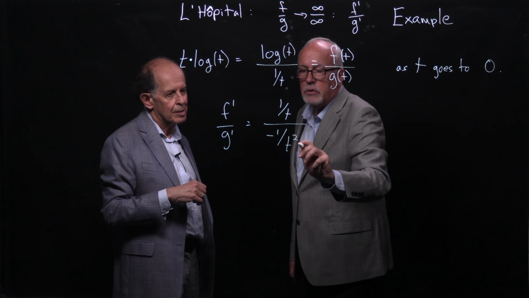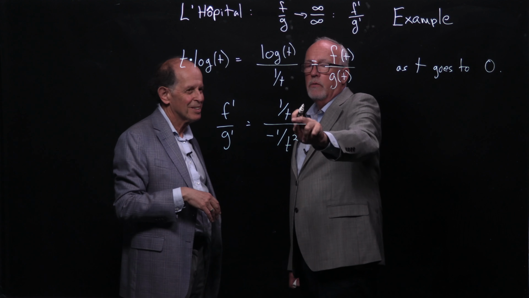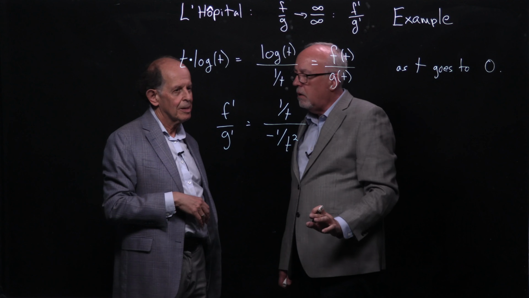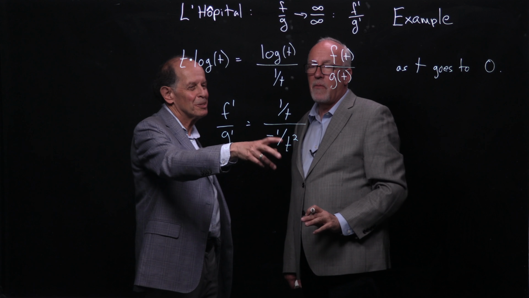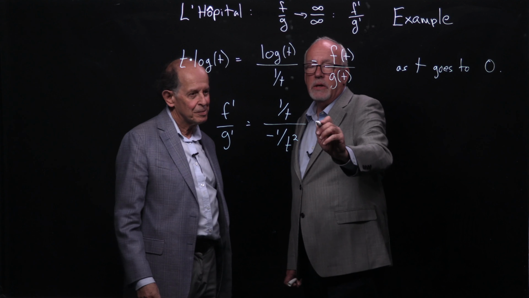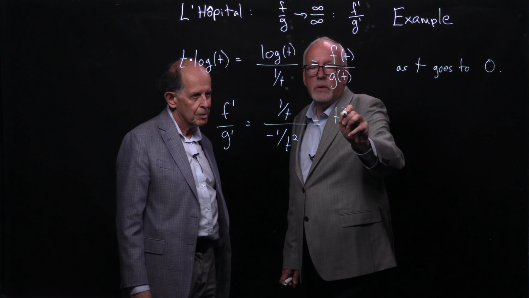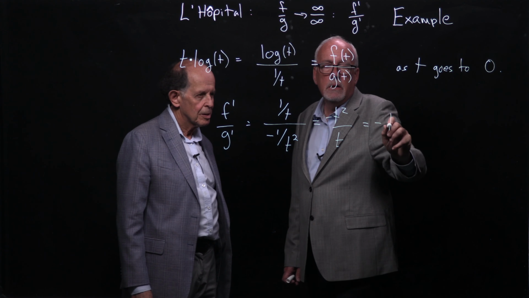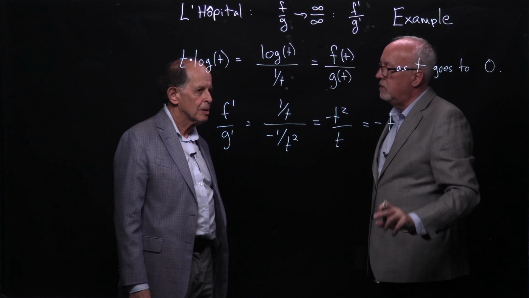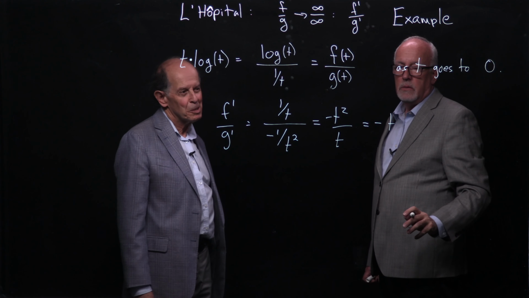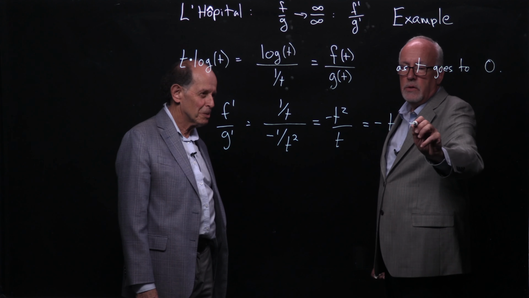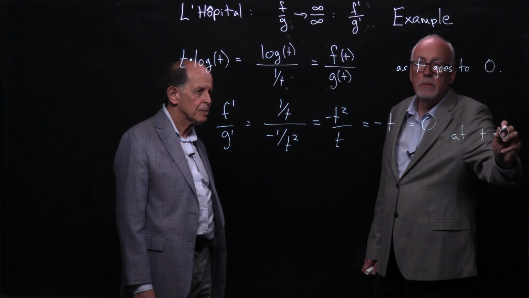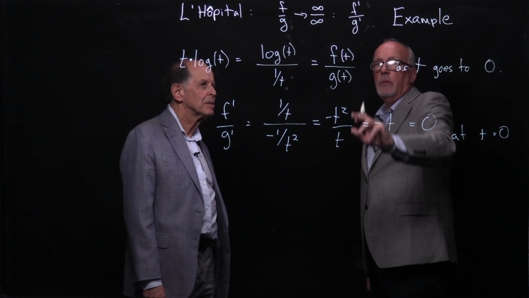Now, if you stopped here and tried to put zeros in there, you get 1 over 0, which is infinity, over minus 1 over 0, which is minus infinity. But the denominator is in the numerator, so flip it. I can rewrite this as t squared over t, and there's a minus sign, which simplifies to minus t. And what happens when t gets close to 0? F prime over g prime is going to be equal to 0. That tells me what this is going to be close to.